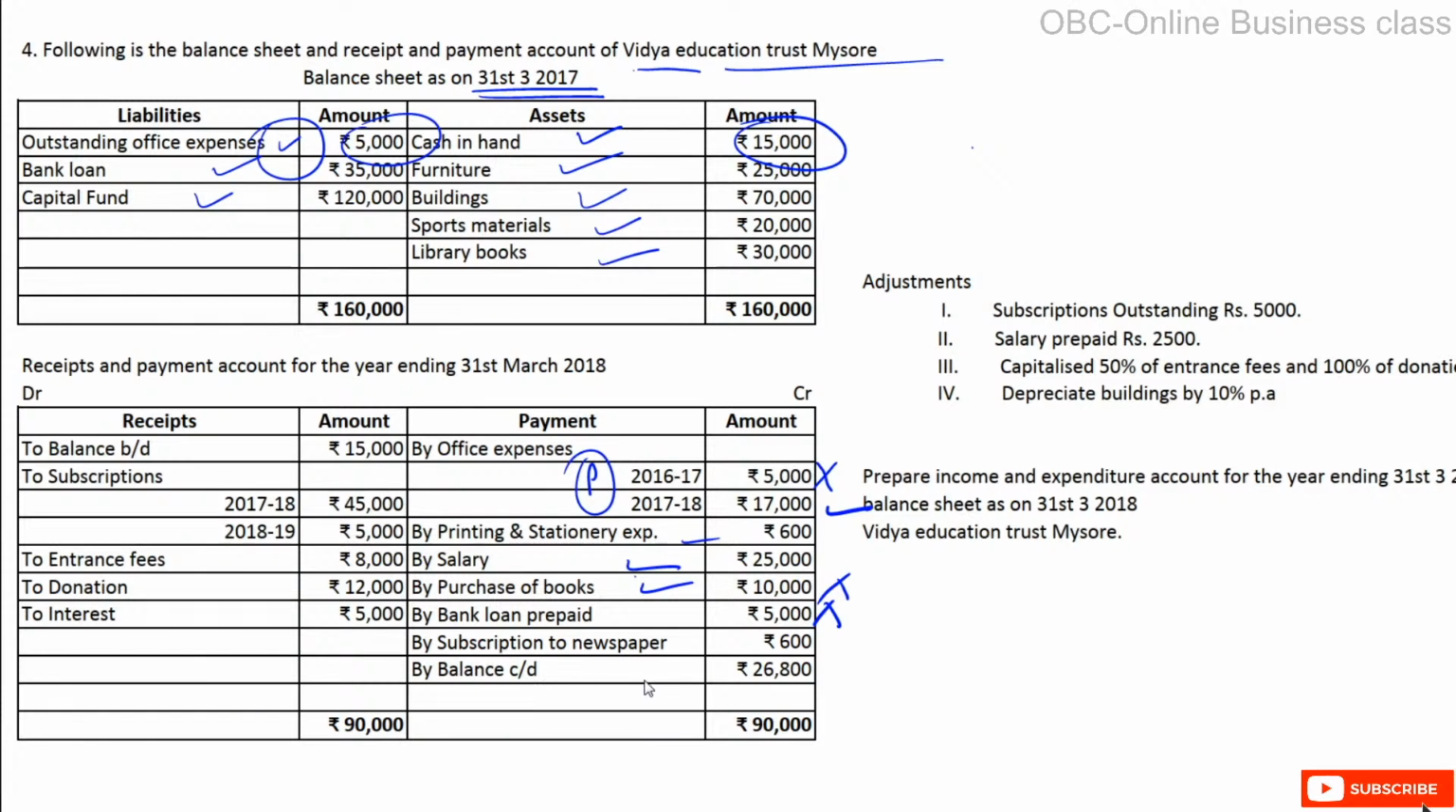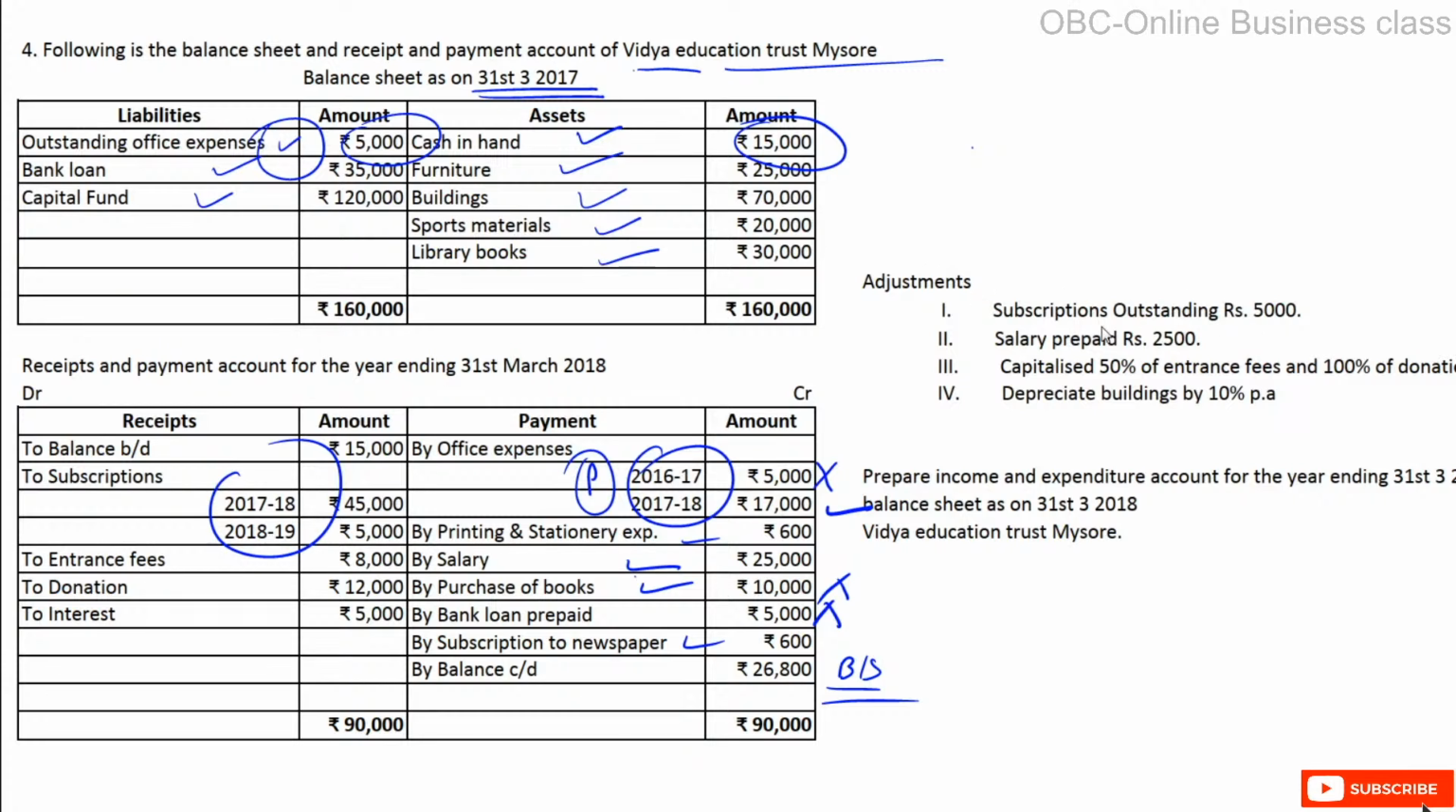Next, buy subscription to newspaper. Subscription to newspaper is a common expense, so we'll be considering it as it is, 600, in the income and expenditure account. Next, by balance carried down. This balance carried down will be affected in the balance sheet, not in the income and expenditure account. Very simple problem, nothing complicated except this year-wise distribution.